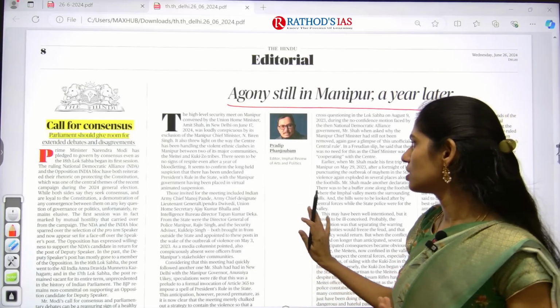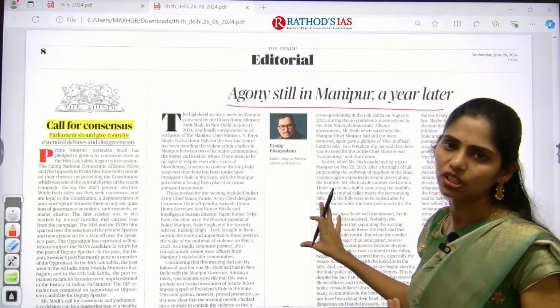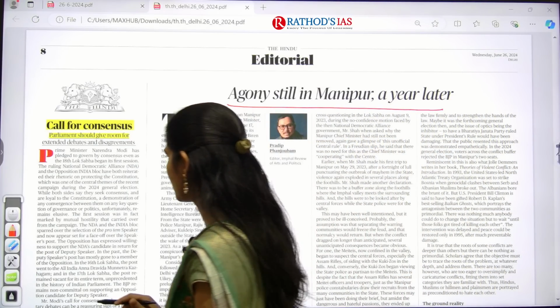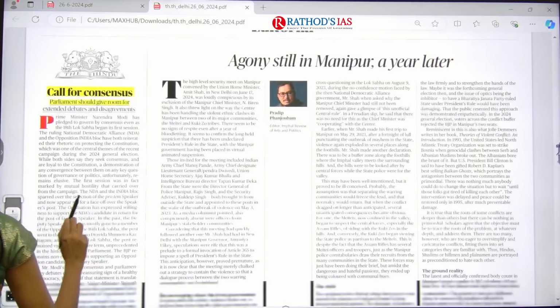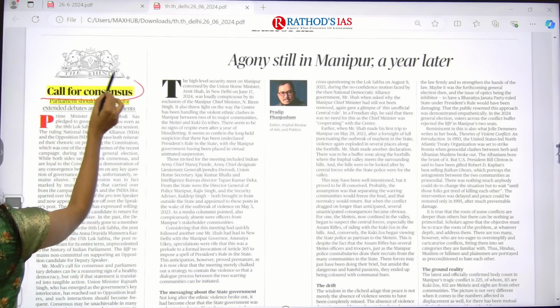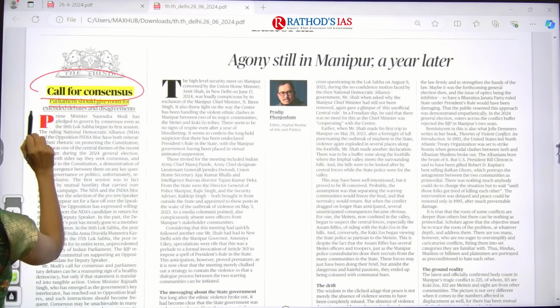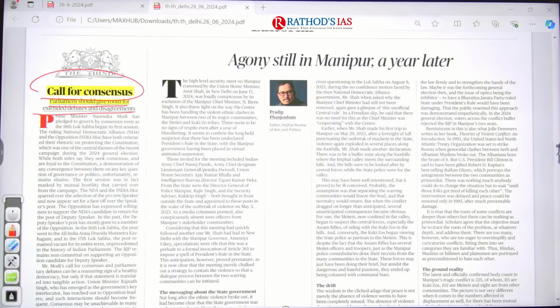And again, this is an old topic. We had enough discussions on this. We are not going to talk about this. And next here you can see one article that is call for consensus. Parliament should give room for extended debates and disagreements.